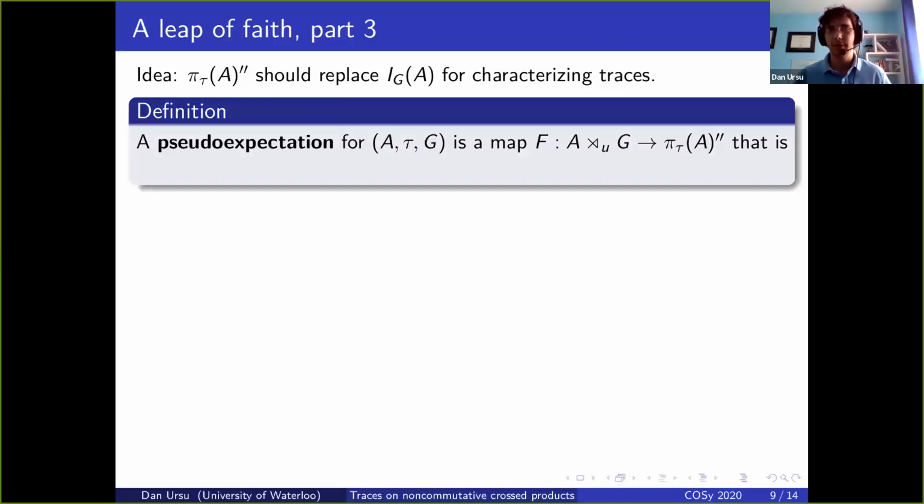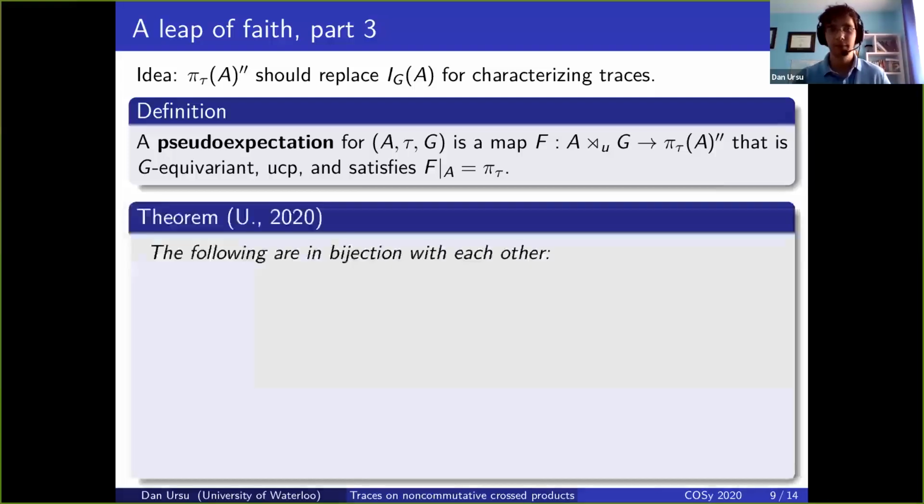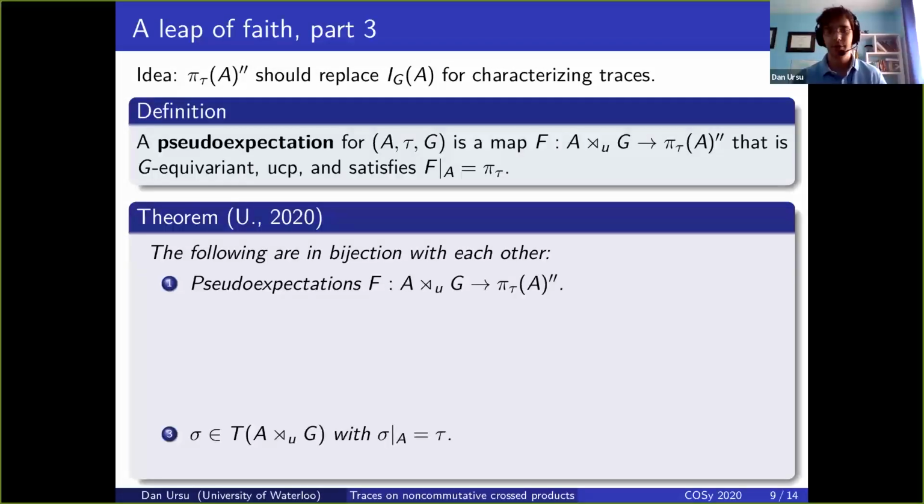So we'll say that a pseudo-expectation is a map from the universal cross product to the double commutant that satisfies a few things. It should be G equivariant, unital and completely positive, and it should have the property that when you restrict down to A, what you get is the original GNS representation. And as it turns out, these are perfect for characterizing traces because pseudo-expectations are in bijection with tracial extensions given a fixed tau.